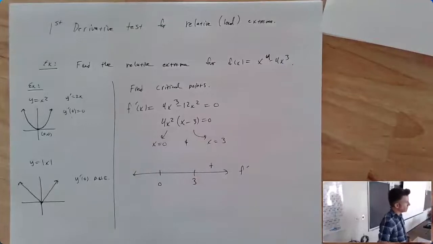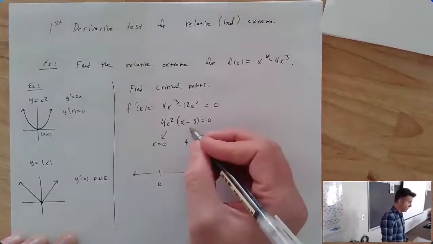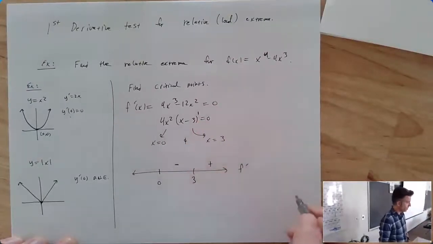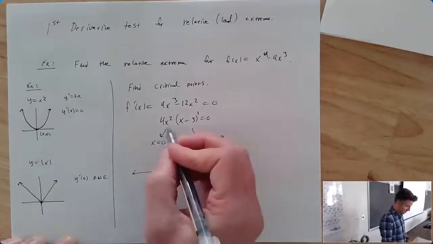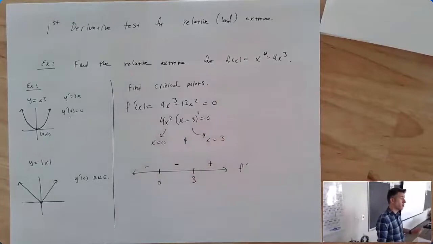Then you can either just keep plugging in points, or you can say: 3 came from this factor, which has an odd power, so the sign is going to change. 0 came from this factor, which has an even power, so the sign is going to stay the same. It's always true, by the way: if you come from a factor that has an even power, your sign stays the same. If you come from a factor that has an odd power, your sign changes.